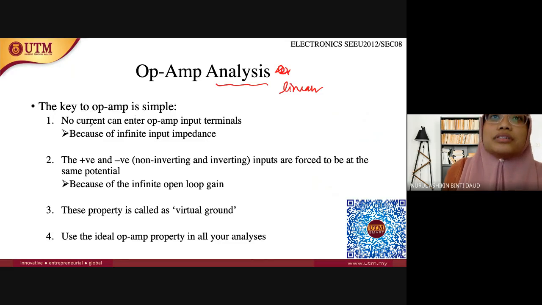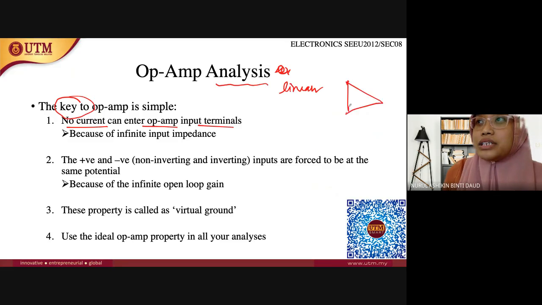First of all, you have to know the key of the op amp. The key of the op amp is no current can enter the op amp input terminals. As I mentioned just now, no current can enter this terminal because the impedance is too high. The impedance reaches infinity, so it means that no current can enter this op amp, because of the infinite input impedance. And then the positive and the negative, at the non-inverting and inverting inputs, are forced to be at the same potential. So it means that V positive is always equal to V negative.